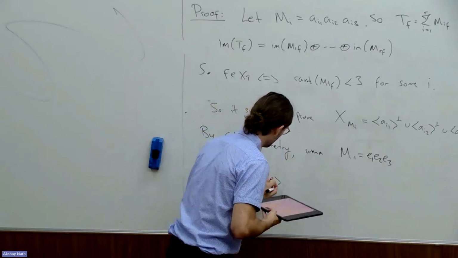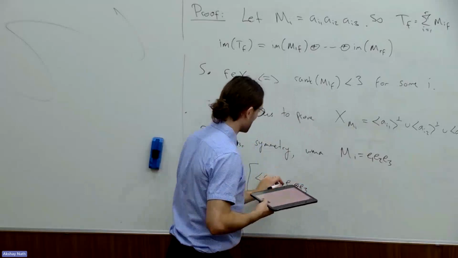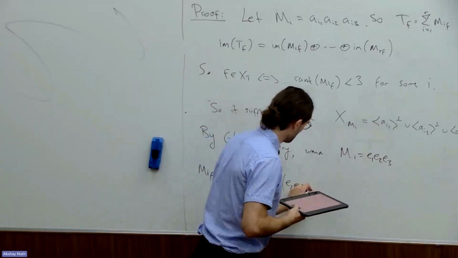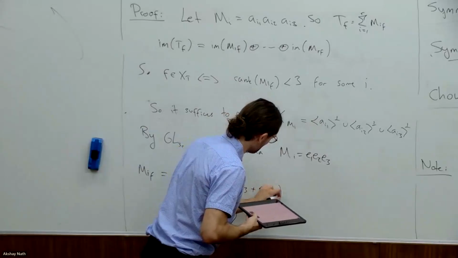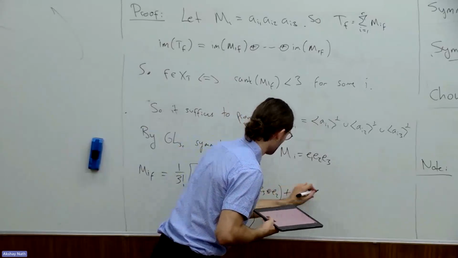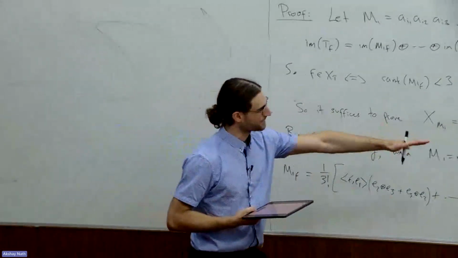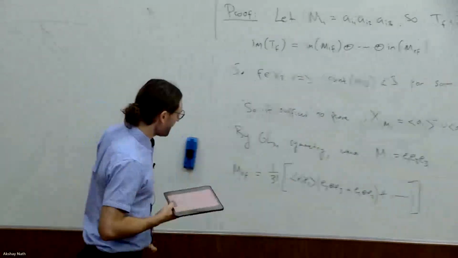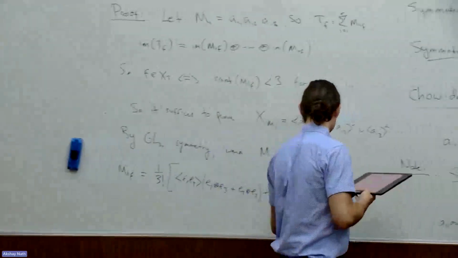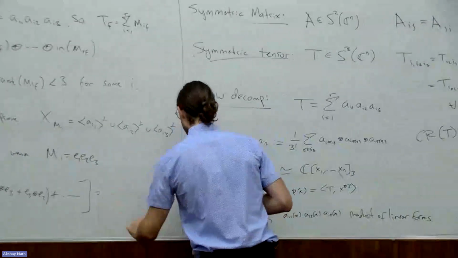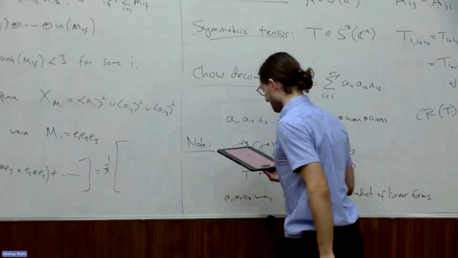F with E1 tensor E2 tensor E3. And then, I might as well throw in the terms where we permute those: E2, E3 tensor E2, plus, etc. What you're getting is that I'm just contracting this big thing. And then when we write this out as a matrix, 1/3 factorial.